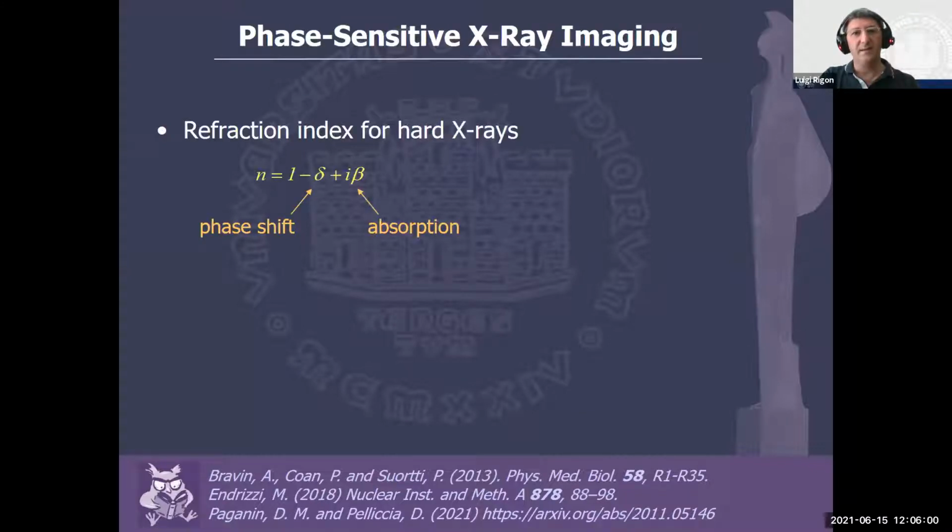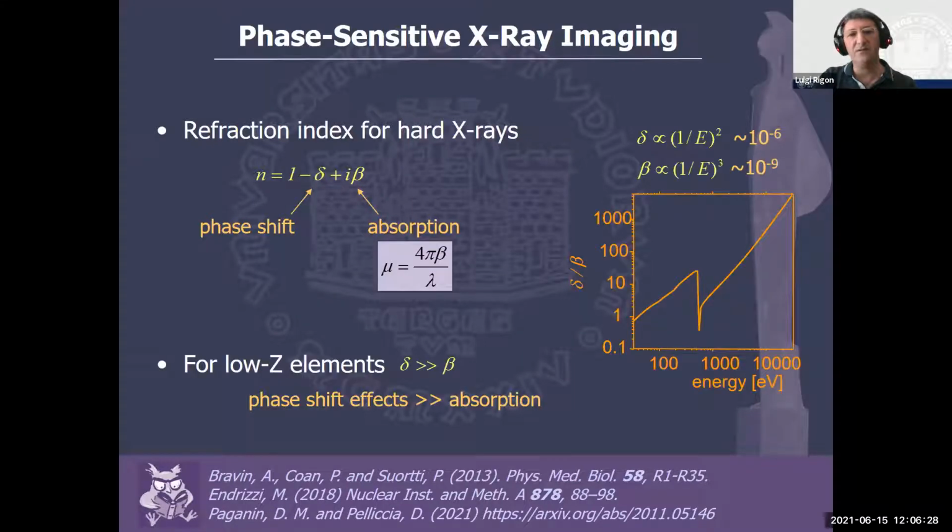Now, the refractive index in the X-ray regime is typically written with this formula: n = 1 - δ + iβ, where δ, the real part decrement, represents the phase shift, while β, the imaginary part, accounts for absorption. One important thing is that for low Z elements, I mean in medical imaging, δ is much bigger than β. So in principle, phase shift effects can be much bigger than absorption, or attenuation, effects.